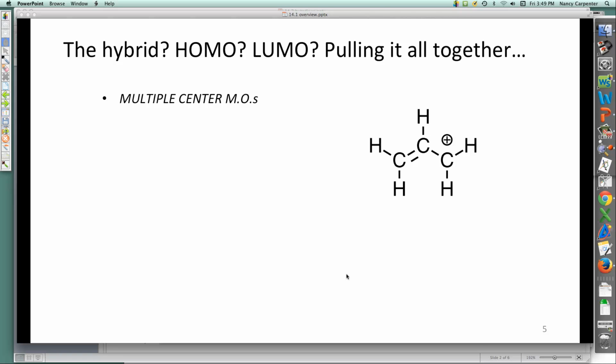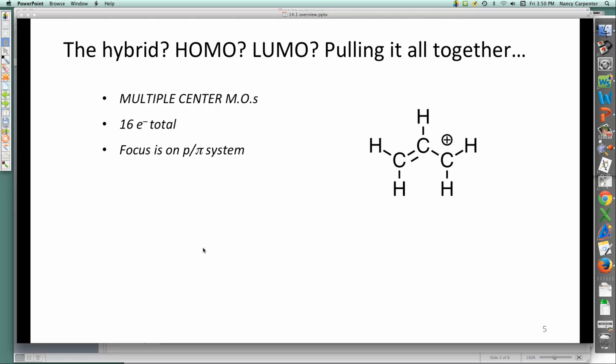How do I pull this all together? Well, we pull it together by introducing the concept of these multiple center molecular orbitals. The allyl cation has 16 electrons total. 2, 4, 6, 8, 10, 12, 14, 16. But we're only interested in those valence electrons that are where the chemistry takes place. So that means we're focusing strictly on the p-pi system. So we're only interested in the pi electrons here that are delocalized between the p orbital and the pi molecular orbital on those two carbons.